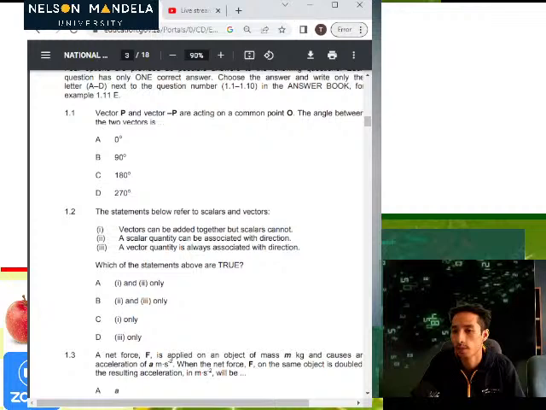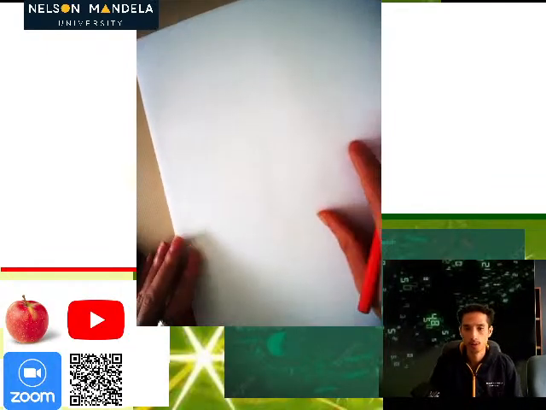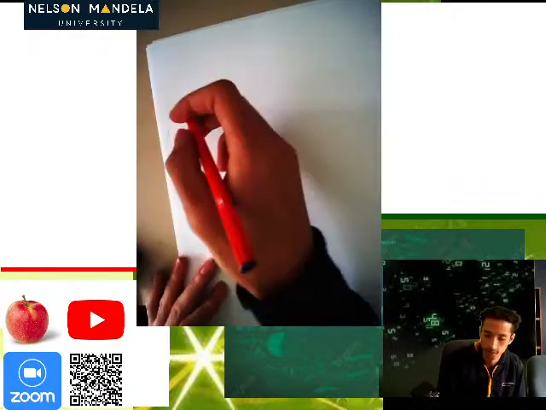So the question is, vector p and vector negative p are acting on a common point O, and the angle between the two vectors is, and so now this is a multiple choice problem. We have to choose between A, B, C, and D. Now the correct answer here is 0 degrees, which is A. Okay, and I'll go through the logic regarding the reason why it's A.